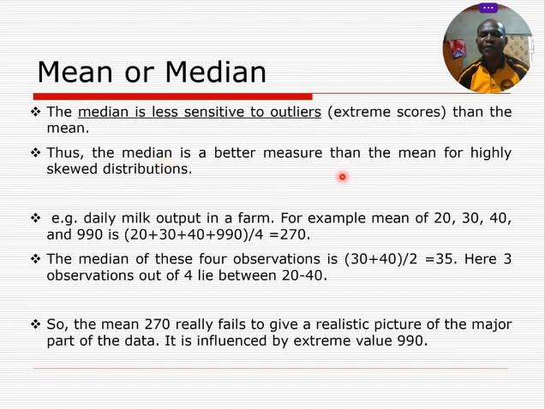So the median is a better measure than the mean for a highly skewed distribution. Like in the example on the screen, you have a data set of 20, 30, 40, and 990. If you find the average of this data set, you are going to get 270. But this 270 as the mean does not typically represent this data set. If you find the median, it gives us 35, which is a true representation of this data set. So the mean of 270 really fails to give a realistic picture of the major part of this data set, because it is influenced by the extreme value, 990.